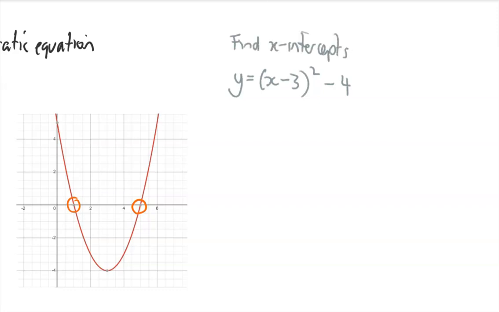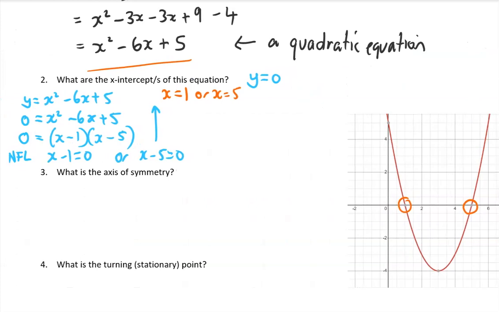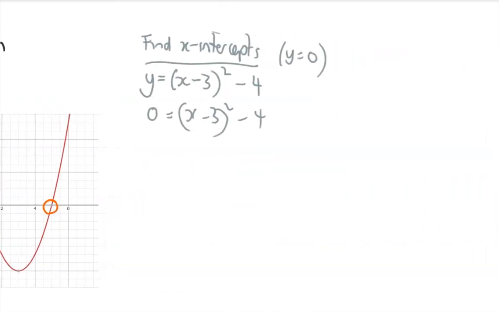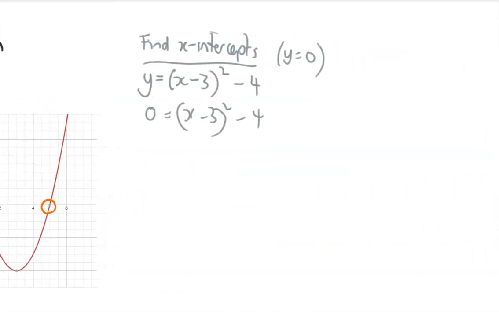Okay, so to find the x-intercepts, we let y equal 0, nothing different. So let 0 equal x minus 3 squared minus 4. Now, because this has been factorised, x minus 3 squared are two factors, so we can actually rearrange this. We can't rearrange x squared minus 6x plus 5 and solve for x. It just doesn't work. You've got too many x's. But when it's in this form, we can rearrange it.